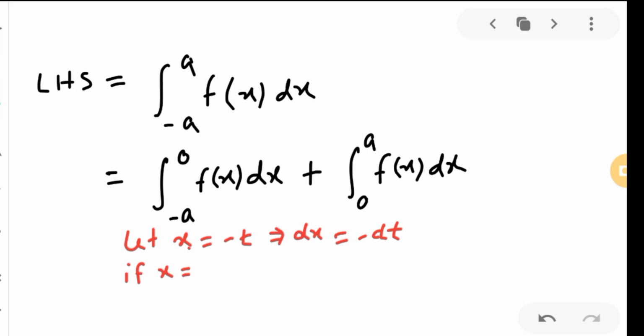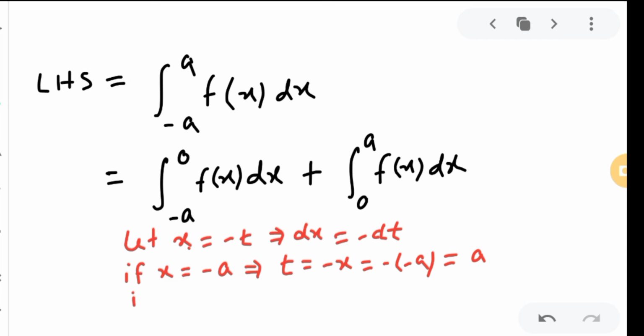Correct? And the limits also I will change, because these limits are in x. x is minus a and x is 0. Correct? So x also I will convert into t. Correct? So if x is minus a, then t, since x is equal to minus t, so t is equal to minus x. And x value is minus a, so minus of minus a will be a. Correct? I can say this is equal to a.